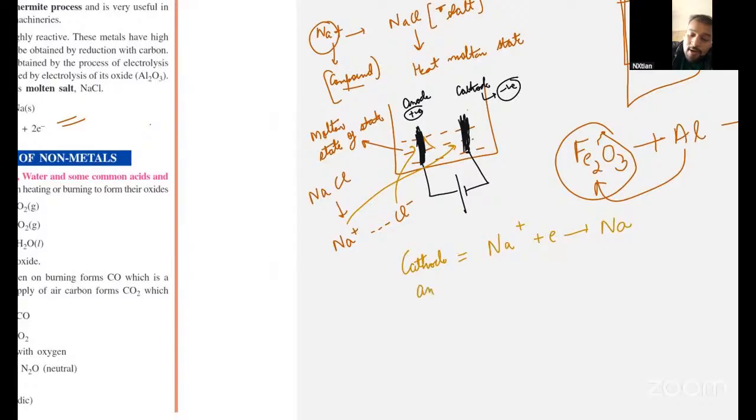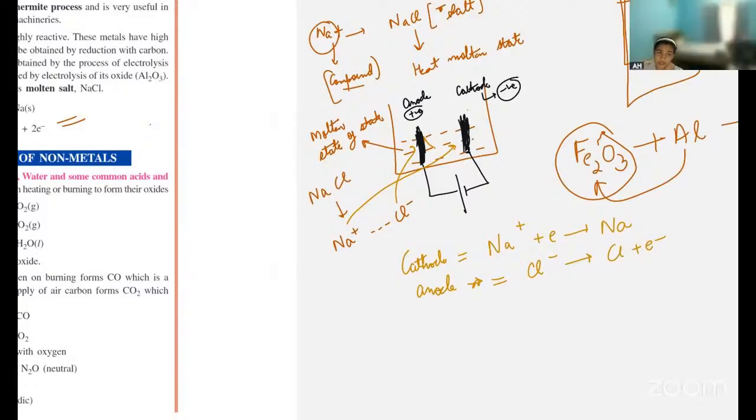In the same way, at the anode, chloride ions will be there, and chlorine will be deposited at the anode. Got it? Yes or no? You didn't understand? Agatha, David, Miraculin, Edric, you got it? Yes. Okay, so we have to heat the salt in order to get it in its molten state. Yeah.